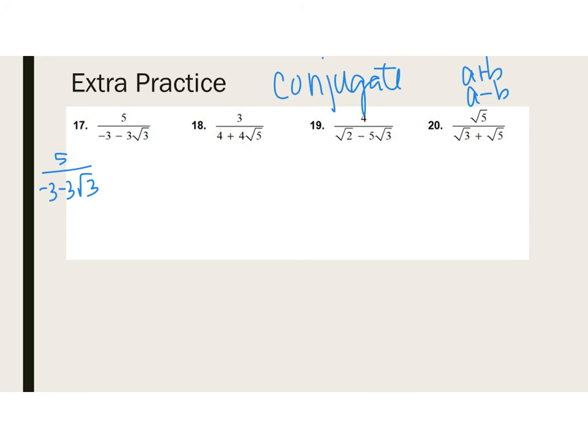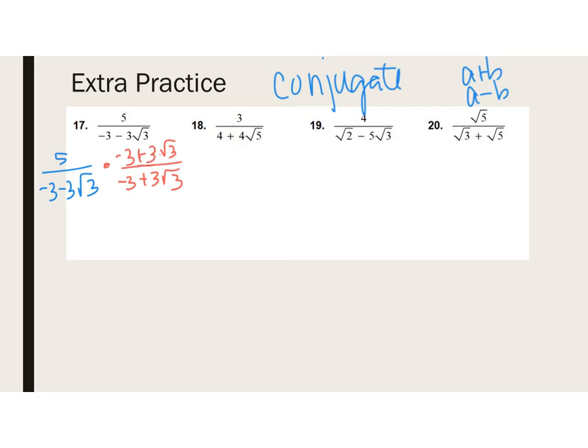That's just the original problem times, we're going to multiply it by negative 3 plus 3 square root of 3 over negative 3 plus 3 square root of 3. So I am still multiplying by 1. This is 1. Anything over itself is 1. But my 1 is in the form of the conjugate to the denominator on the other side.